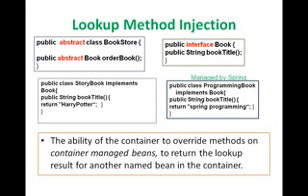That means, let us say, even though a bookstore is a concrete class and your order book returns a story book, I have the power of returning a programming book using the Spring framework. We'll see this very clearly with an example. So let us dive into an example.